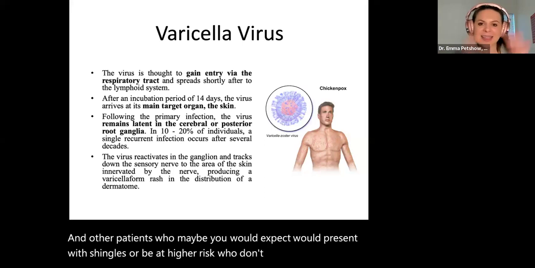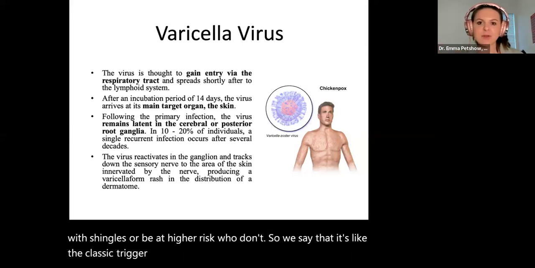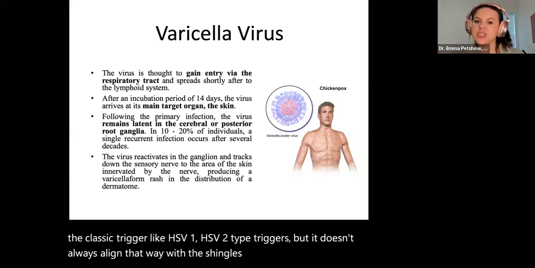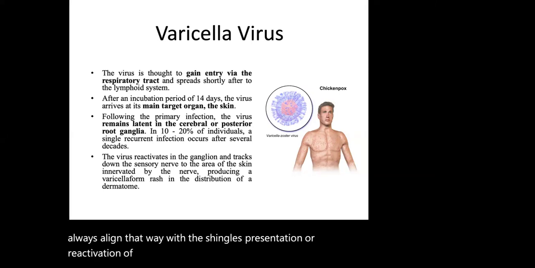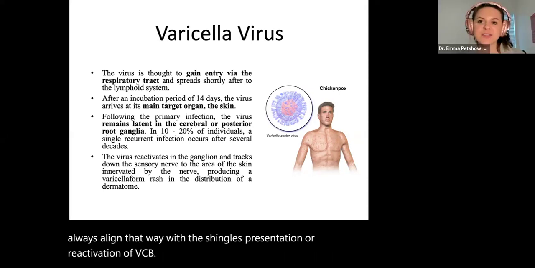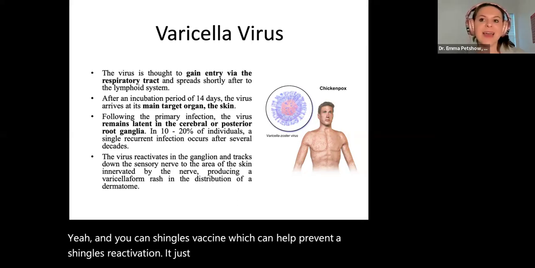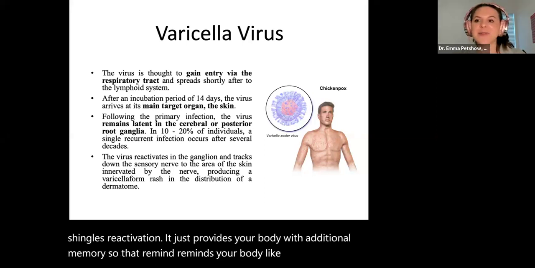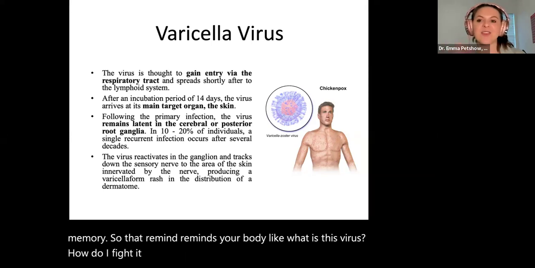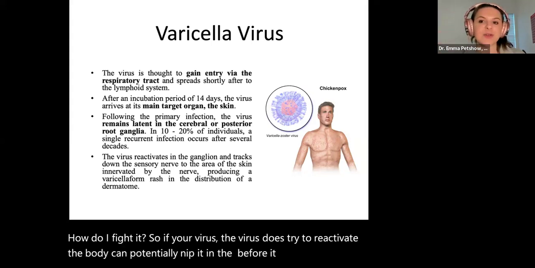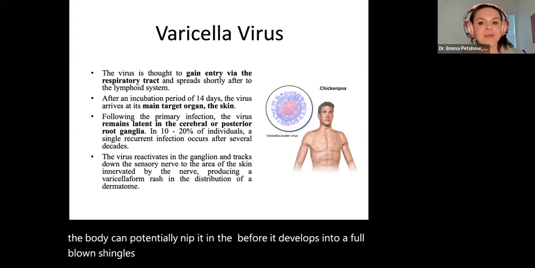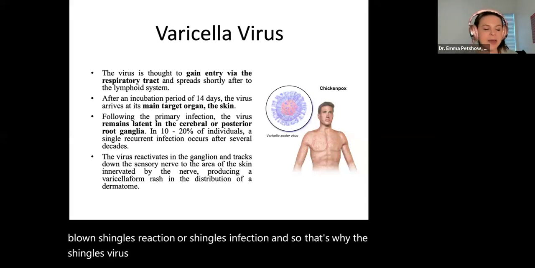So we say that it's the classic triggers, like HSV1, HSV2 type triggers, but it doesn't always align that way with the shingles presentation or reactivation of VZV. Interesting. Thank you. Yeah, and there is a shingles vaccine, which can help prevent a shingles reactivation. It just provides your body with additional memory so that it reminds your body, like, what is this virus? How do I fight it? So if the virus does try to reactivate, the body can potentially nip it in the bud before it develops into a full-blown shingles infection. And so that's why the shingles vaccine does exist.